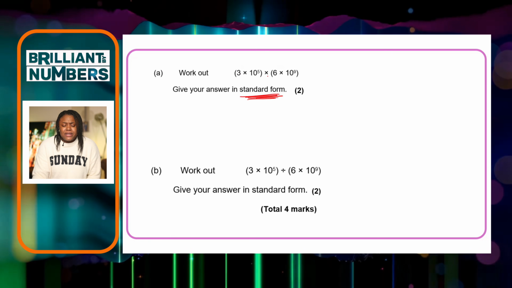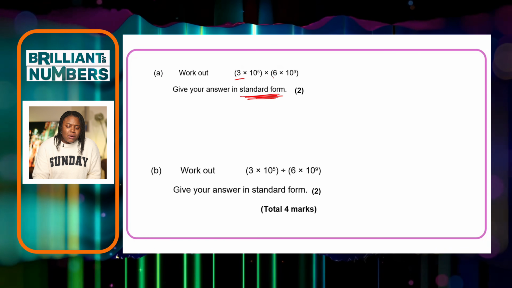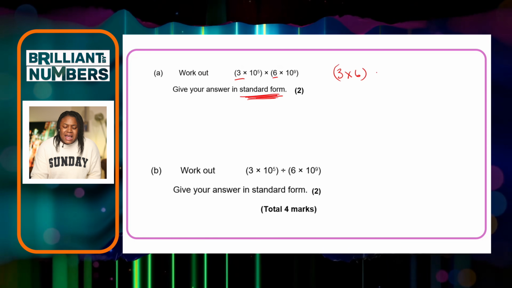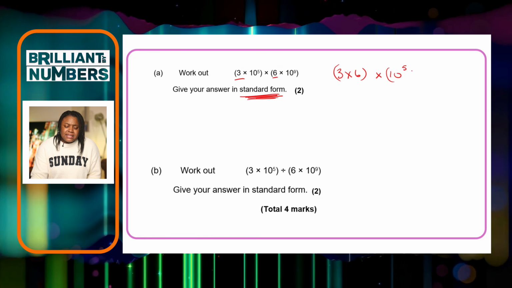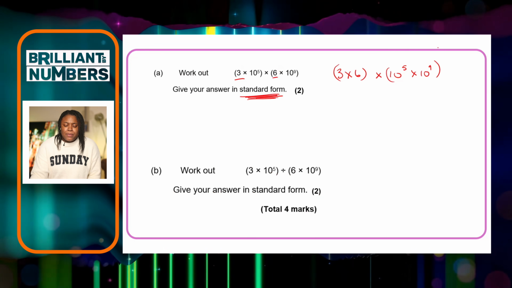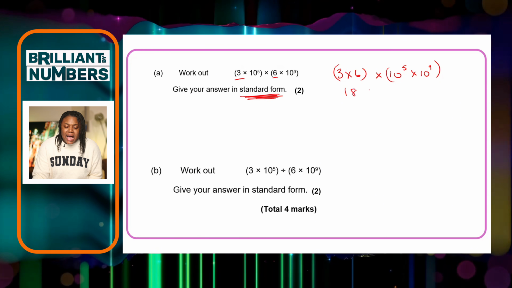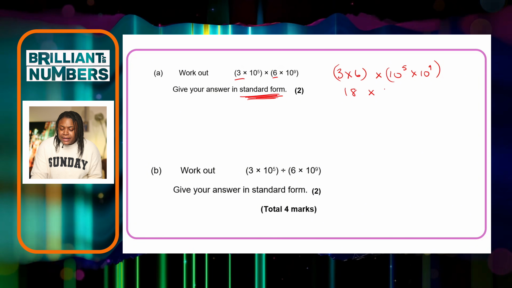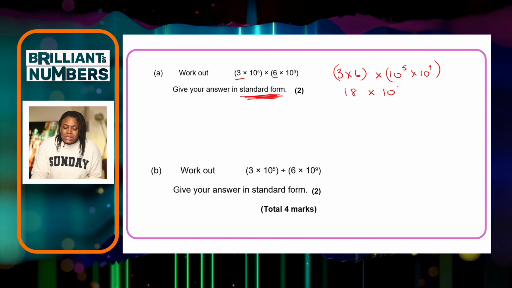Okay, so in these questions, we need to collect our like terms. So 3 and 6 are whole numbers. So we need to do 3 times by 6 in one bracket. That's being multiplied by 10 to the power of 5 times by 10 to the power of 9. So now I'm going to multiply 6 times by 3, which is 18. And laws of indices tell me to add my powers when I'm multiplying. So 10, 5 plus 9 is 14.